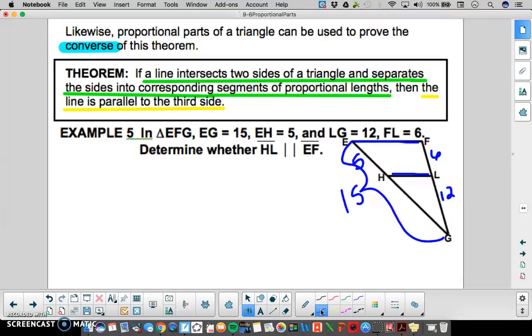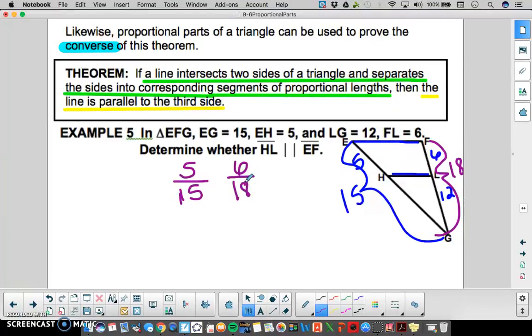So we have the part EH, which was 5, over the whole, which is 15. So we have that part over the whole. So I'm going to need the other part that matches with that over the whole on this side. So that's going to match with 6 over. Now the entire whole on this side is 18. So I'm going to have 6 over 18.